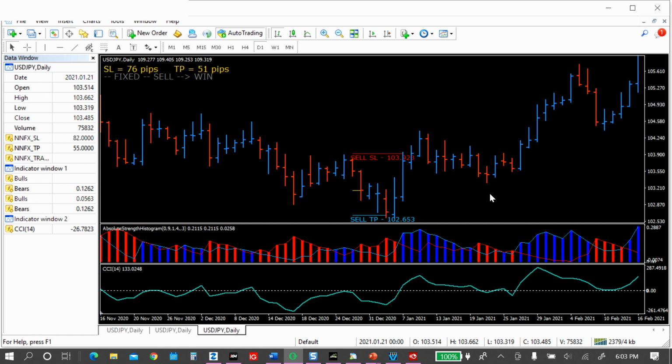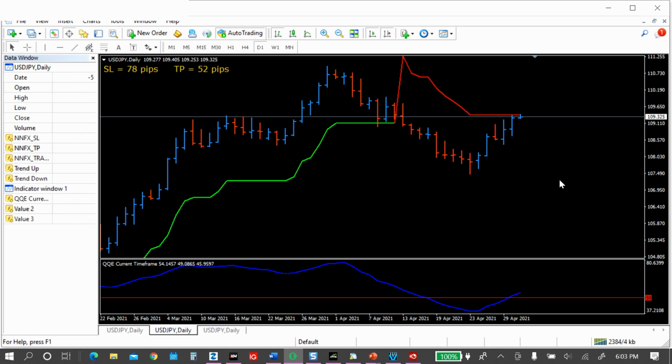Work through your combinations, and for each signal that your C1 gives you, if it's valid with your C2, then mark it up as a win or a loss, and try different combinations. Here are some other examples of C1 and C2 type indicators.